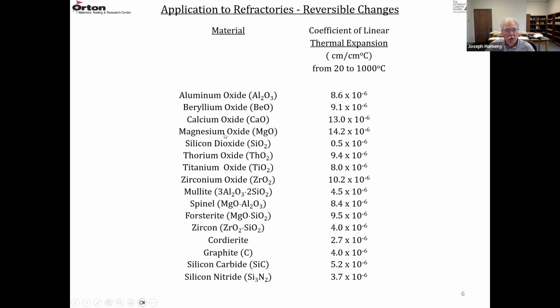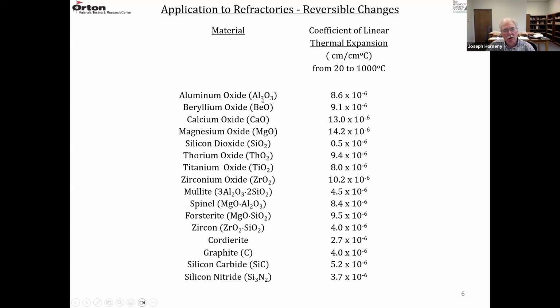We'll just look at a few. MgO and CaO, 14 and 13 times 10 to the minus 6, and that's per degree C. And these are from room temperature to 1000 degrees C, so they're average values. So these are the higher thermal expansion materials. CrO2 is still pretty high, 10. Phosphorite is a magnesium silicate, that's about 9.5. You can see graphite is pretty low, around 4. Cordierite is only 2.7, but that's a low temperature material. And your carbide and your nitrides are around 5 and 3.